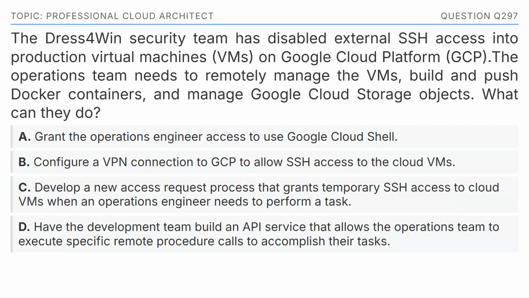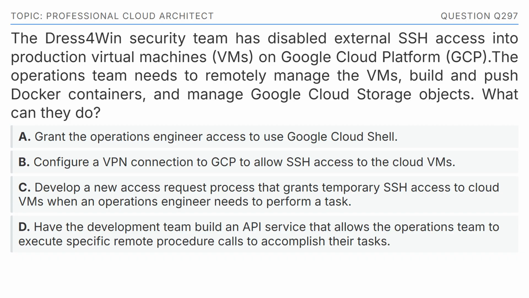The Dress4Win security team has disabled external SSH access into production virtual machines, VMs, on Google Cloud Platform, GCP. The operations team needs to remotely manage the VMs, build and push Docker containers, and manage Google Cloud Storage objects. What can they do? The options are: Option A, grant the operations engineer access to use Google Cloud Shell. Option B, configure a VPN connection to GCP to allow SSH access to the cloud VMs.